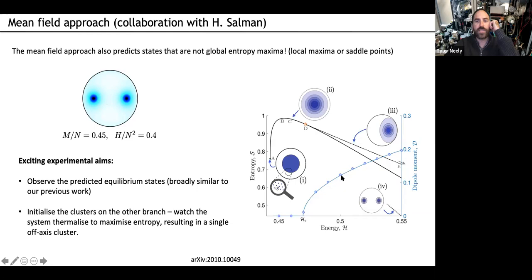And nicely, it also comes from looking at the entropy for that given energy. The entropy of this configuration is a lot lower than having single off-axis clusters. So you'd expect that the dynamics would want to maximize entropy, and you'll go from this configuration up to a single off-axis cluster. So that's the experimental aim in looking at the non-equilibrium: to initialize things like this and then see that they equilibrate to single clusters or the various other states.